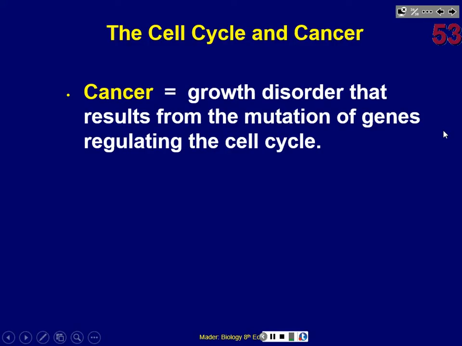So what happens when cell division goes wrong? You end up with something called cancer. Cancer is a growth disorder, or is defined as a growth disorder, that results from the mutation of genes regulating the cell cycle.